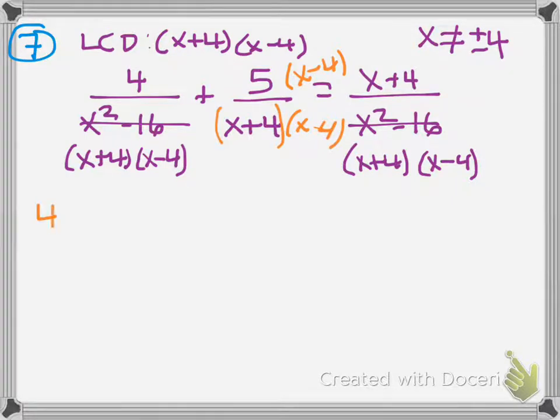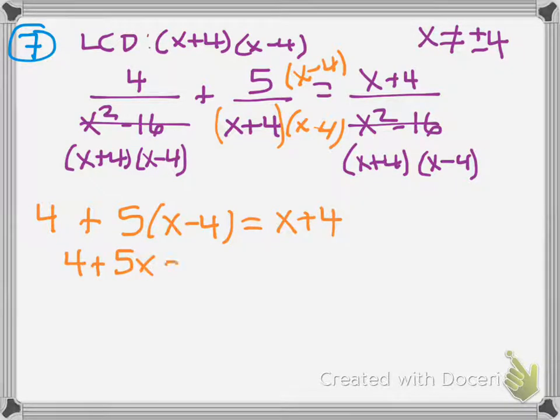So we get 4 plus 5 times x minus 4 equal to x plus 4. And this is just going to be a linear function that we distribute and we solve for.